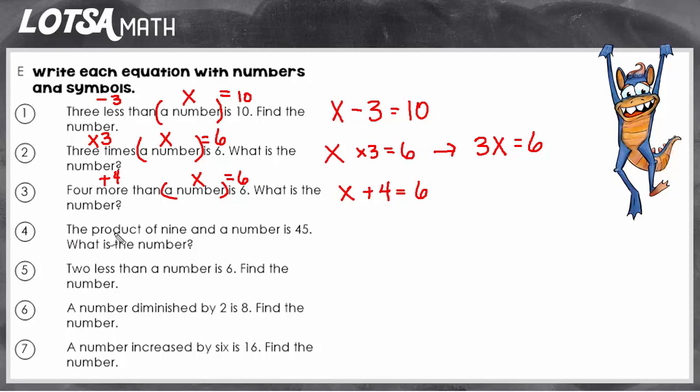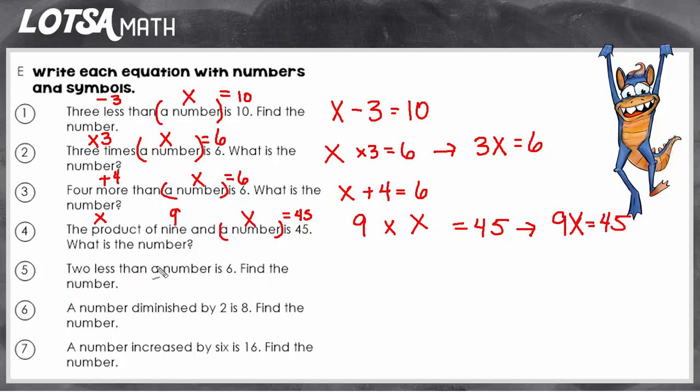So let's look at number 4. We have the product of 9 and a number is 45. So a number is going to be our variable. We don't know it yet, but I need to look and see what the product means. I know the product means the answer to a multiplication problem. So I know this is going to be a multiplication problem with an answer. It says the product is 45. So I know the answer is going to be 45. So the product of 9 and a number. So 9 times x equals 45. And to make it look less confusing, we can just say 9 of those numbers. So 9x equals 45. Either way is fine.